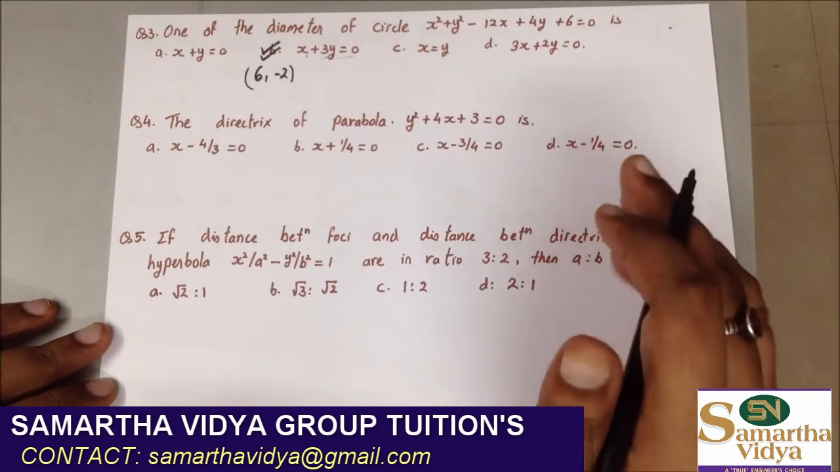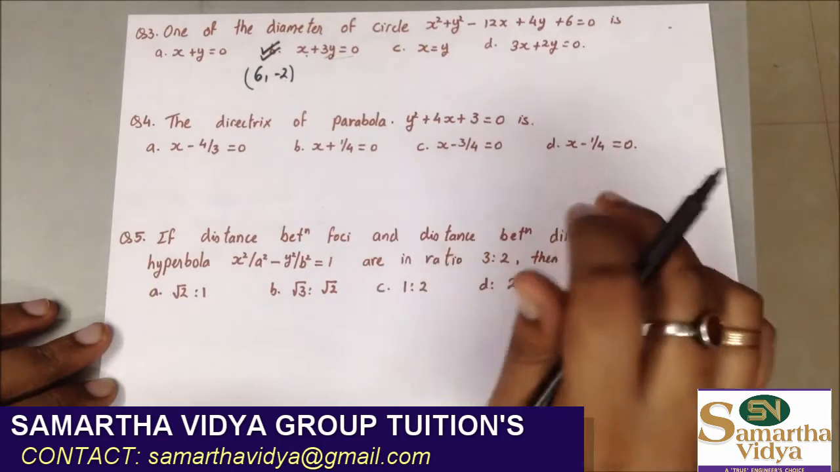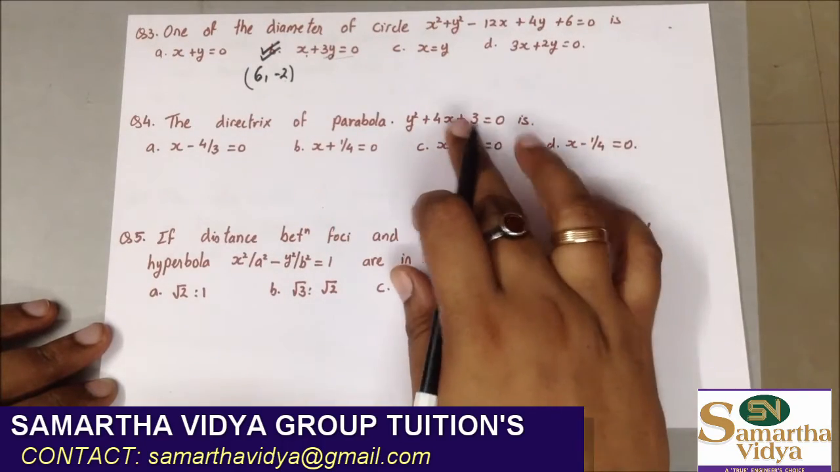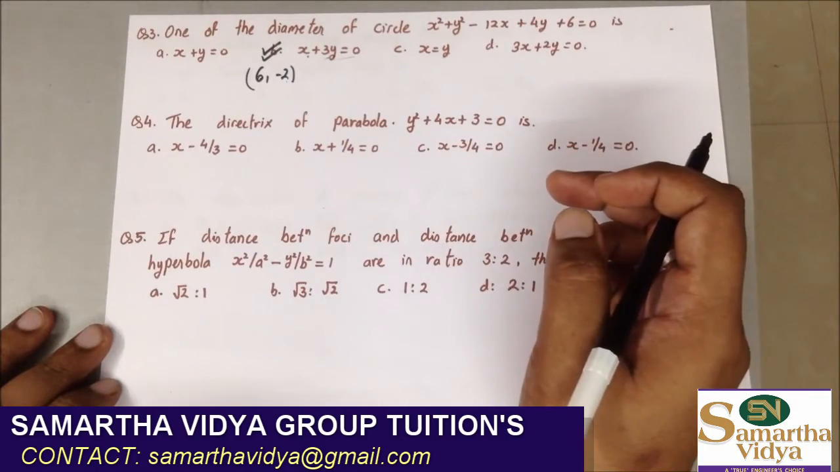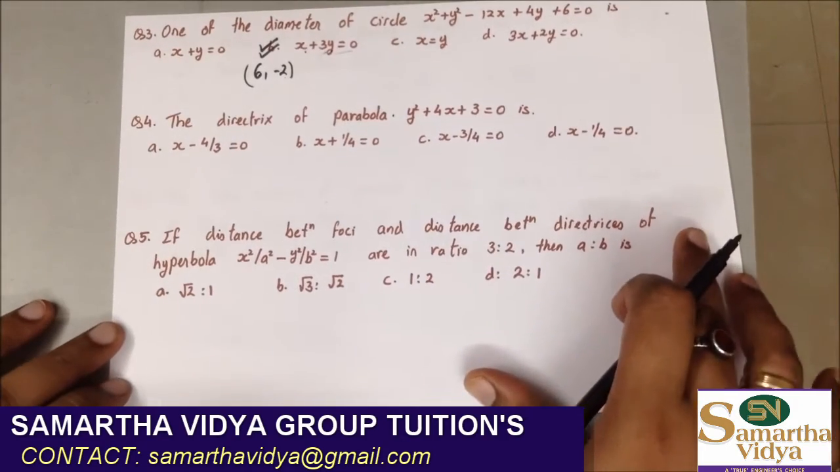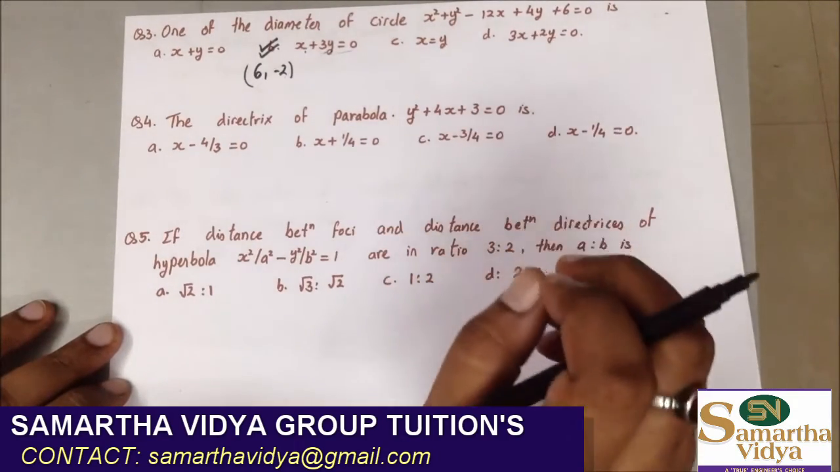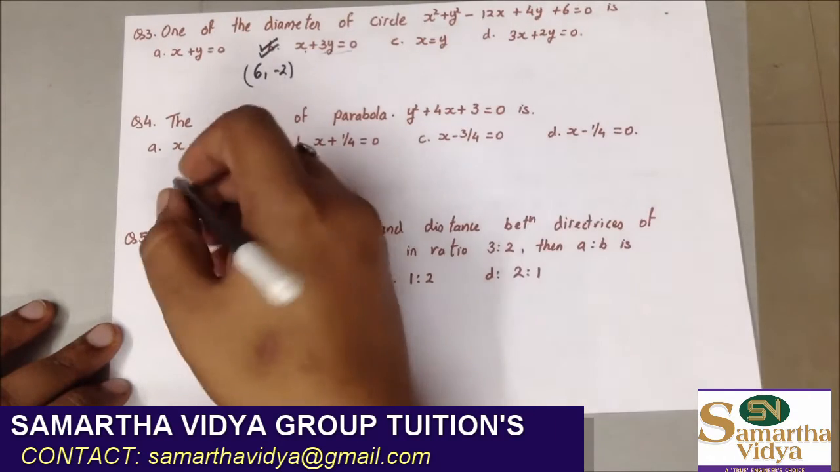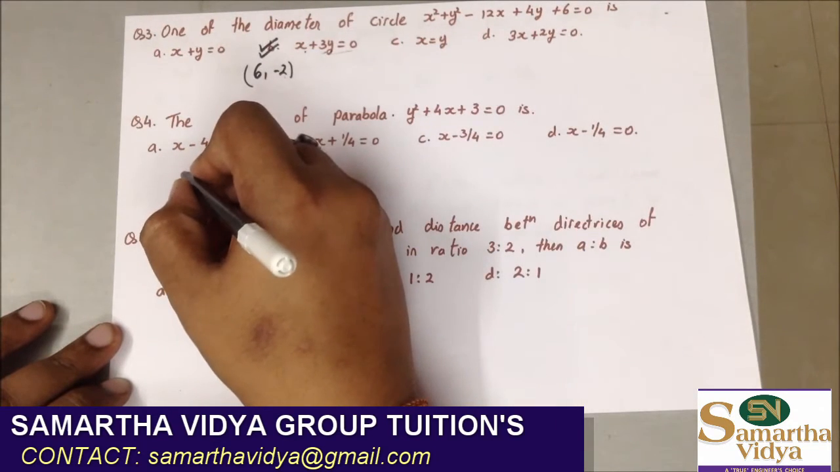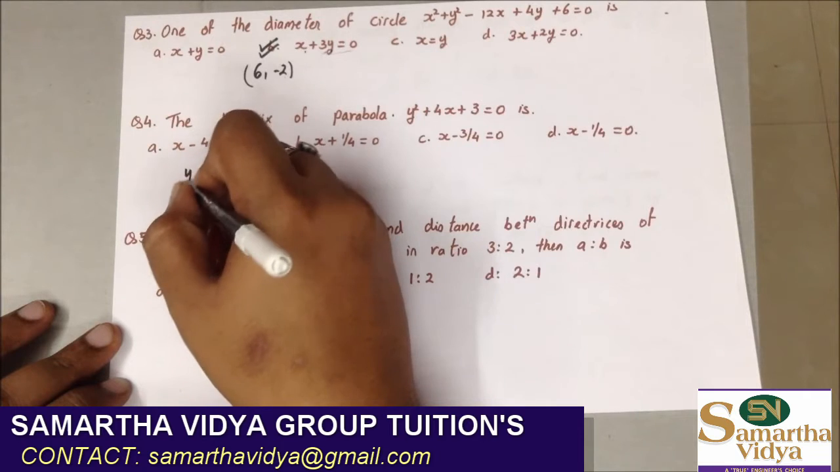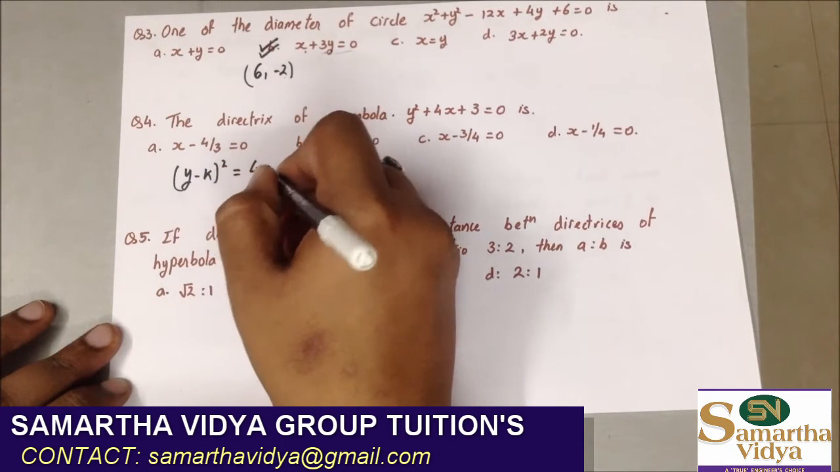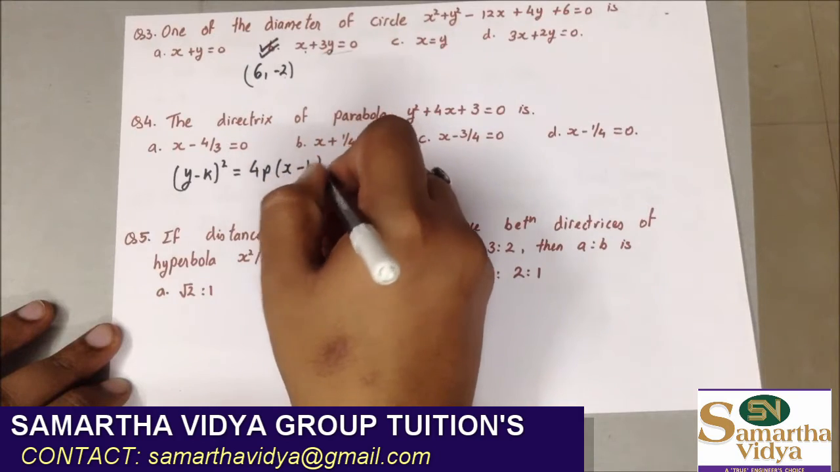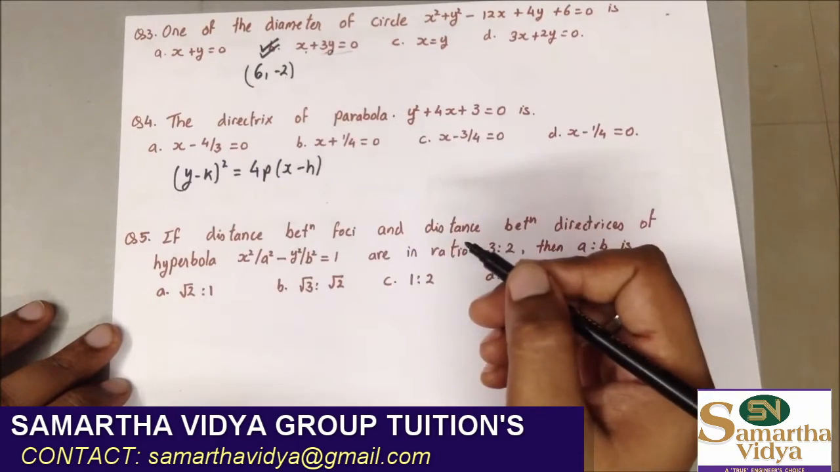Moving on to the next one, we have the directrix of the parabola. So equation of the directrix we need to find. This is the parabola's equation. So whenever you are having this particular type of parabola, what you need to do is you need to convert and compare it with the standard equation which is there for the parabola. So the standard equation of parabola is given by y minus k the whole square is equal to 4p into x minus h. So we'll bring it down in this particular format.